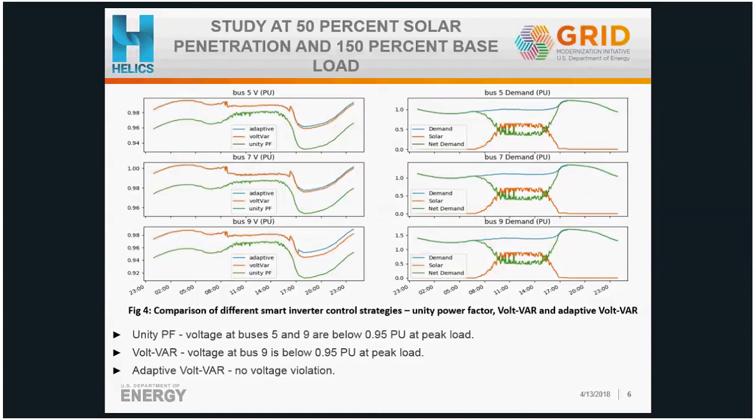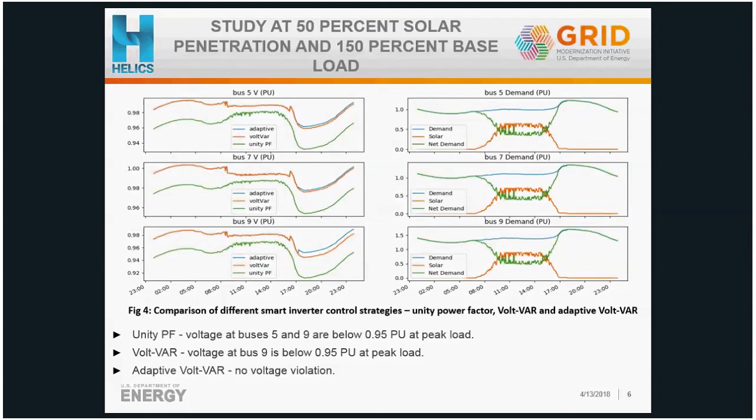And the third case is the adaptive Volt-VAR case. The adaptive Volt-VAR case is exactly the same as the Volt-VAR case until the violation happens. As you can see, at about 1700 hours, there is a violation at bus number 9 where the voltage drops below 0.95. As a result, the blue curve that you see differentiates itself from the orange curve, which is the Volt-VAR setting, the second control strategy that we did, right?